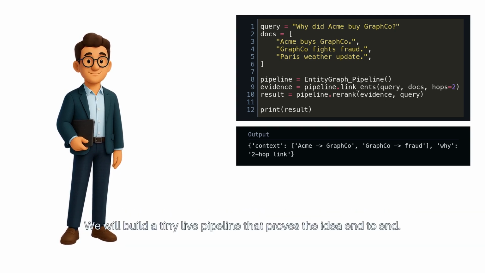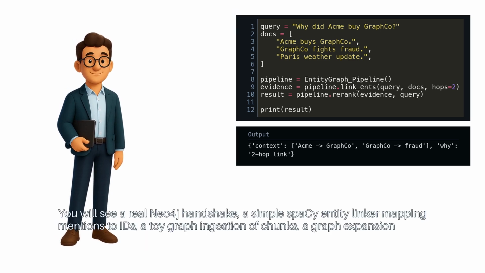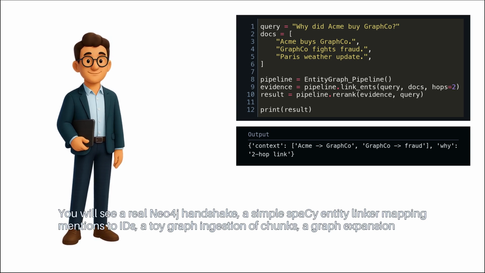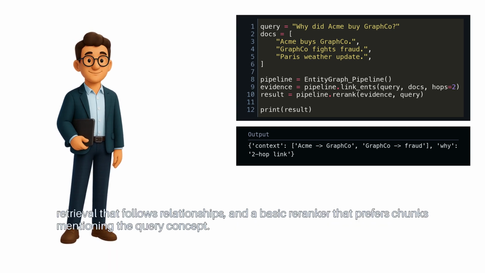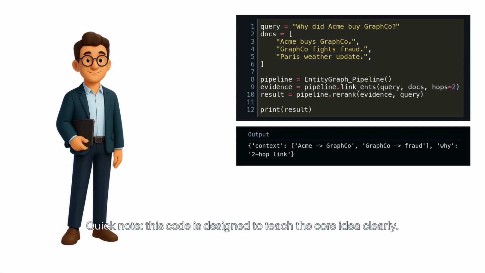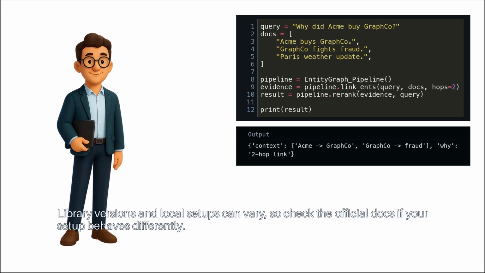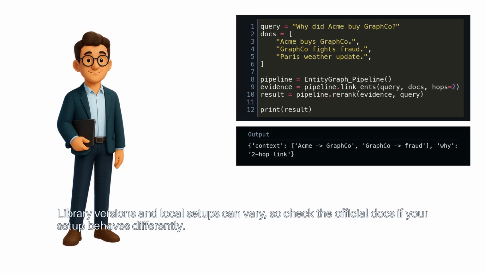We will build a tiny live pipeline that proves the idea end to end. You will see a real Neo4j handshake, a simple spaCy entity linker mapping mentions to IDs, a toy graph ingestion of chunks, a graph expansion retrieval that follows relationships, and a basic reranker that prefers chunks mentioning the query concept. Quick note, this code is designed to teach the core idea clearly. Library versions and local setups can vary, so check the official docs if your setup behaves differently.